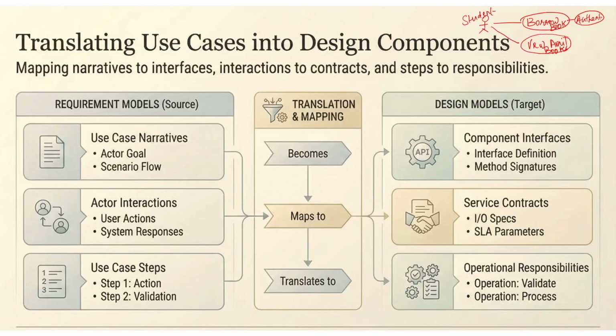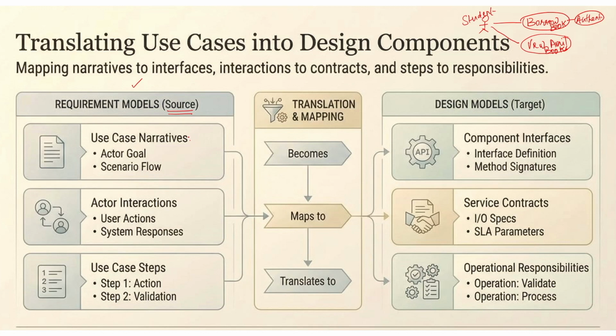So, what we have understood here is that using a use case diagram, we can visualize the requirements given by the stakeholders. Having that in picture, we will go with the slide here. The requirement models, which are going to be the source, you can take the use case narratives. As I have given in the examples, say a student can borrow a book. That is one of the use case narratives.